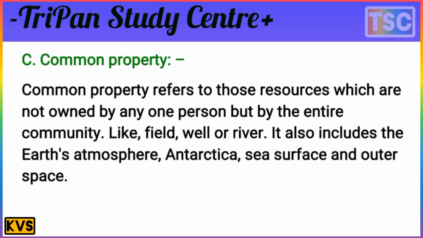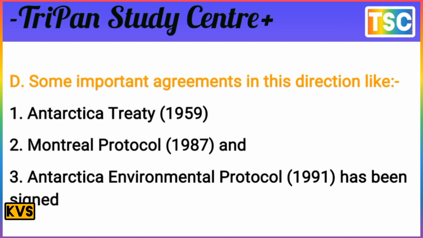It also includes the Earth's atmosphere, Antarctica's sea surface, and outer space. It is not owned by any one person, but by the entire community, the entire country. That's important here. Some important agreements in this direction, like the Antarctica Treaty in 1959.